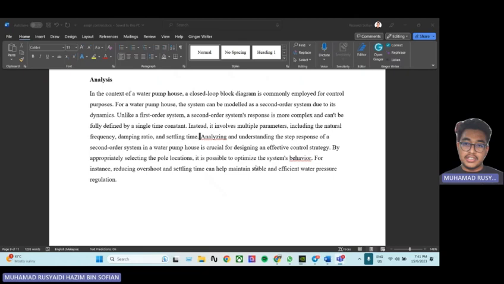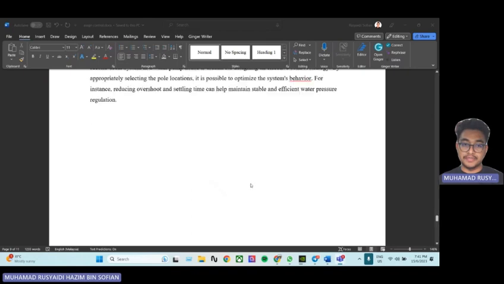Analyzing and understanding the step response of a second order system in the water pump house is crucial for designing an effective control strategy. By appropriately selecting the pole location, it is possible to optimize the system behavior, for instance, reducing overshoot and settling time, which can help maintain stable and efficient water pressure regulation.